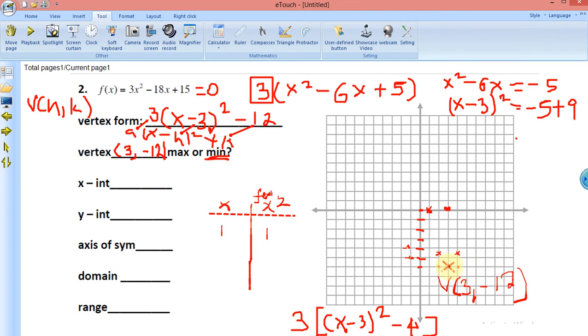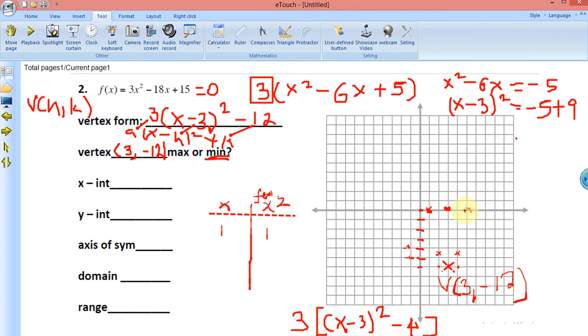Sorry. 3, 2, 1. So we check when it's 1. To the right is increasing, so 3, 4, 5. We are going to check when it is 5. When it is 5, it should give me the same answer here.